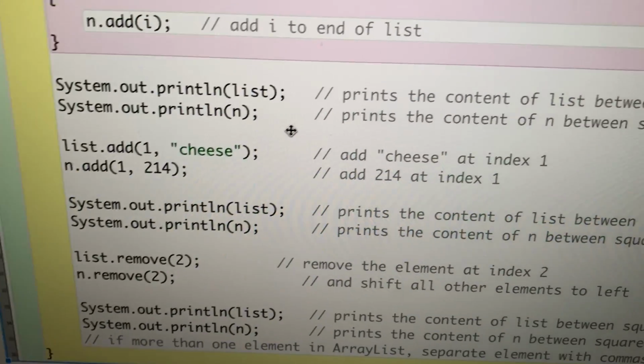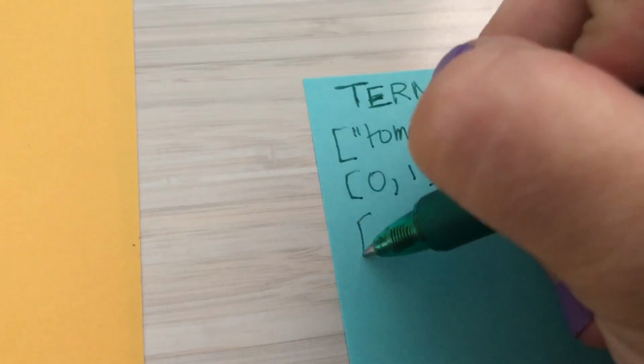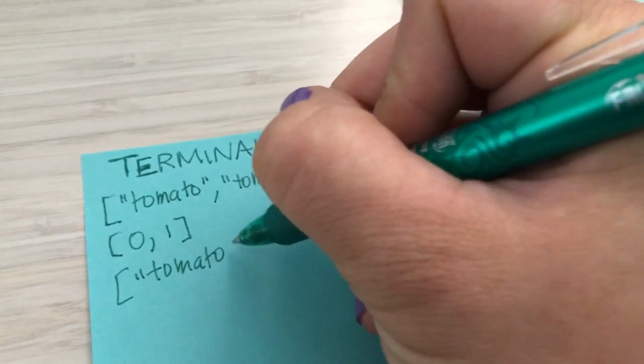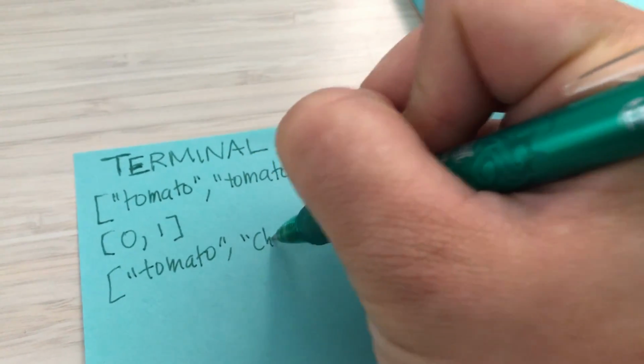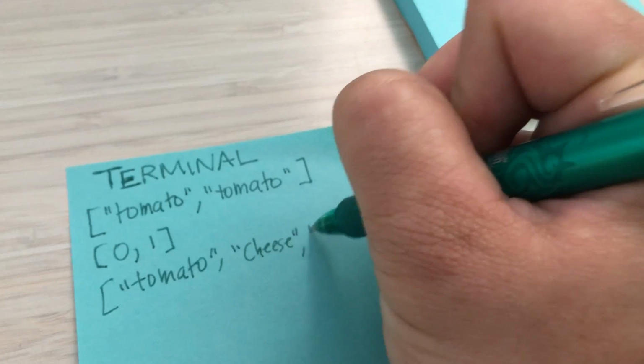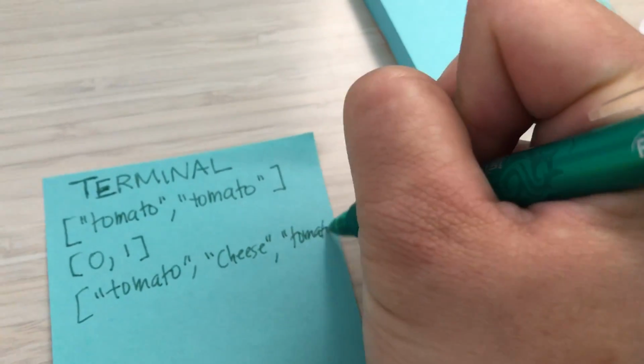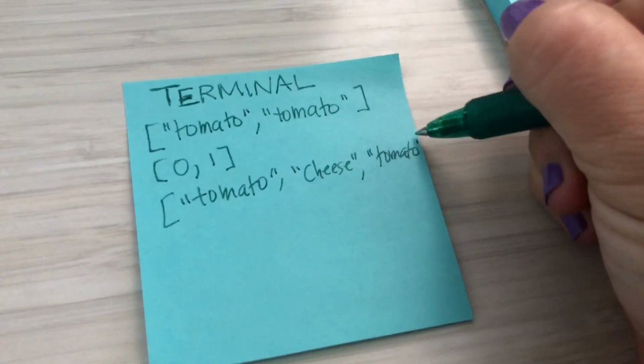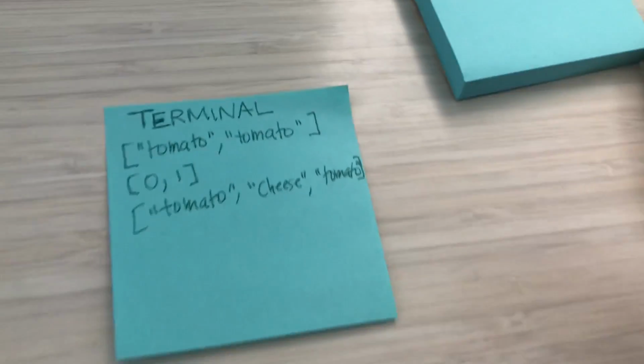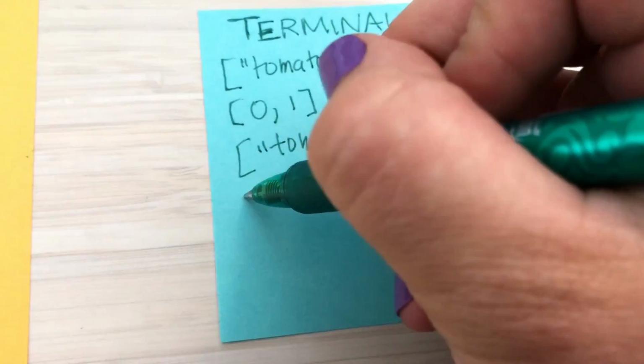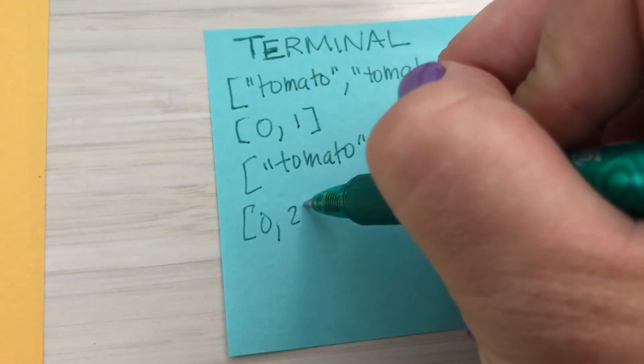Okay, and now we want to print out the current contents of these array lists again. So the list currently has tomato, cheese, tomato. Tomato, cheese, tomato, square bracket, there we go. And n currently has 0, 214, 1.